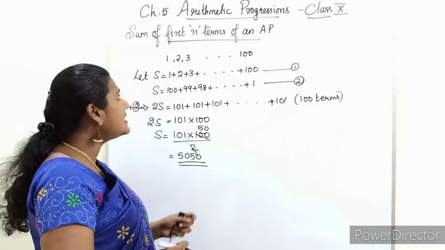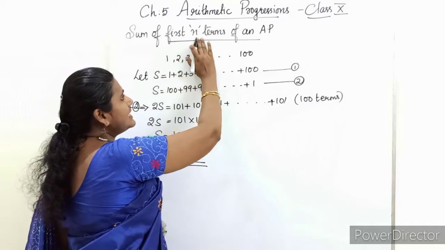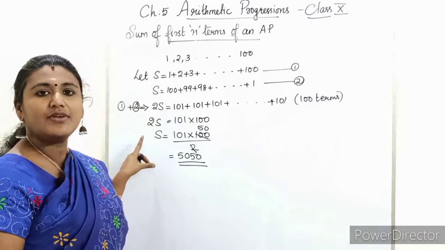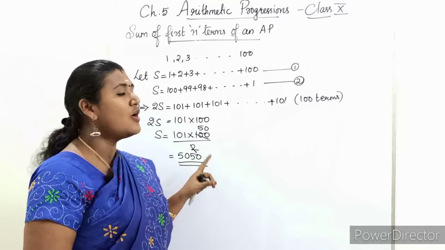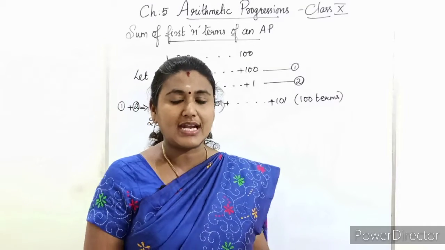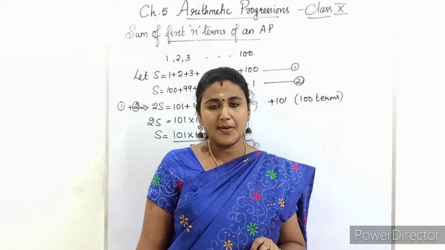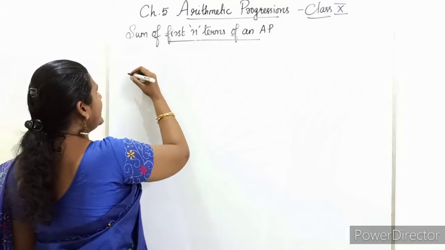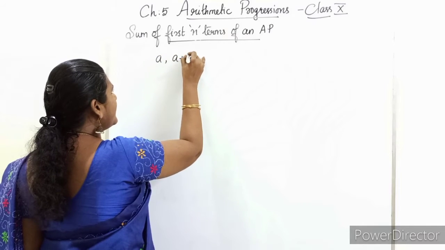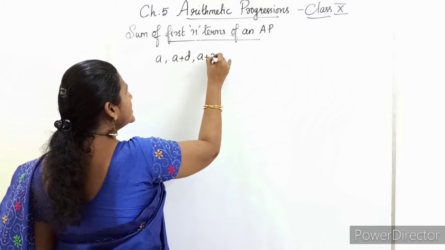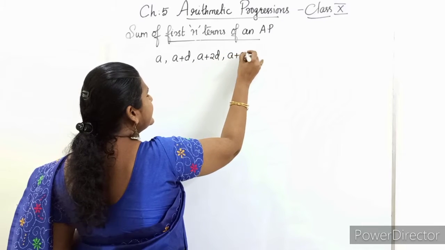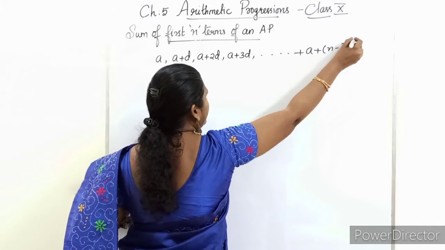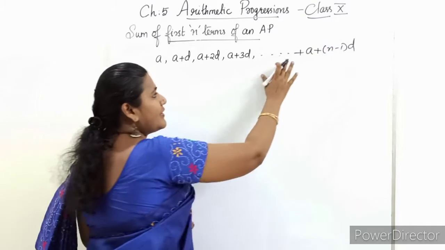Now we are going to derive the formula for the sum of the first n terms of an AP using this method. Actually we are going to use this procedure for deriving the formula for finding the sum of the first n terms of an AP. Let's see now. What is the general form of an AP? We have already learned the general form of an AP: a, a plus d, a plus 2d, a plus 3d, etc. The nth term is a plus (n minus 1) into d. So this is the general term of an AP.